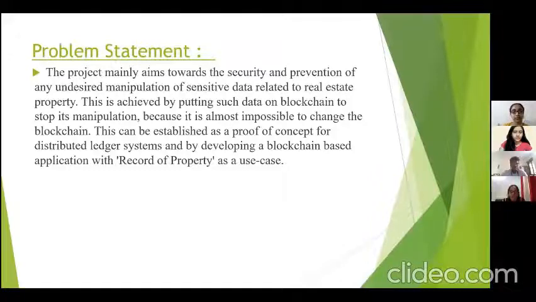This is achieved by putting such data on blockchain to stop its manipulation, because it is almost impossible to change a blockchain. This can be established as a proof of concept for a distributed ledger system by developing a blockchain-based application with records of property as a use case.